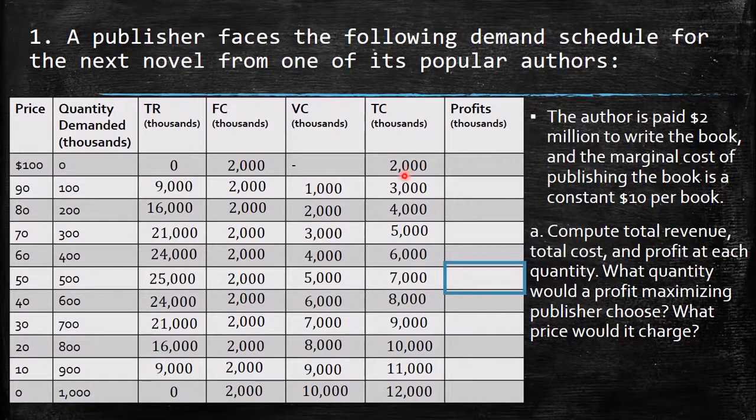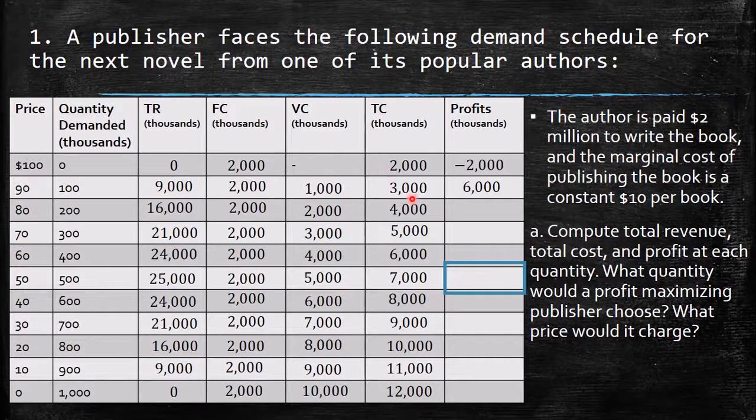It's going to be 0 minus 2000. Naturally, because we have here thousands, the profit is going to be thousands again. So that is going to be minus 2000, which is going to be at the end of the day minus 2 million, because you don't produce anything, but you still need to pay to the author. So that is going to be this one, because you don't sell anything.